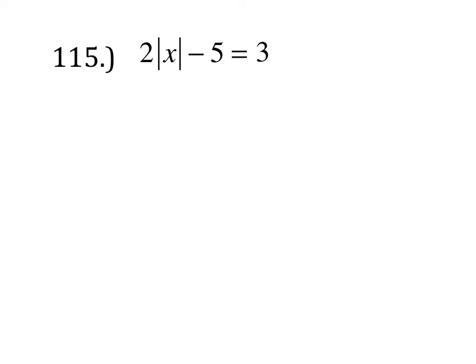This screencast is Chapter 4, Part 8, which is reviewing solving absolute value equations. So we're going to take a look at number 115. We have 2 times the absolute value of x minus 5 equals 3.